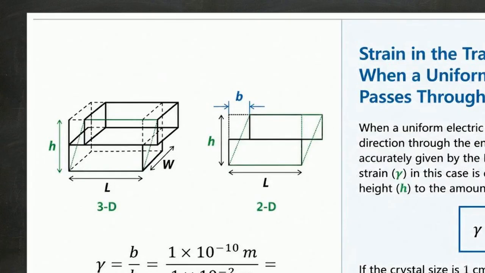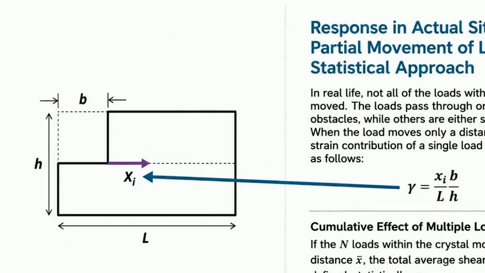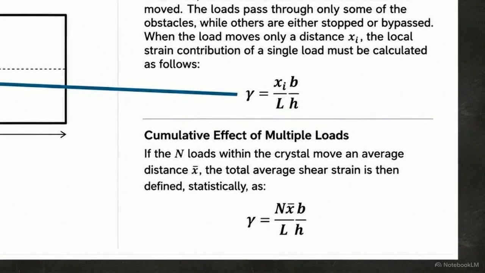We define shear strain by a uniform physical displacement. An external force shears the top half of our crystal by a single atomic distance, the Burgers vector, b. The shear strain, gamma, is this displacement over total height, yielding roughly 1/10,000,000th of a percent. In reality, a single dislocation rarely crosses the crystal, moving only a partial distance x sub i before hitting an obstacle. To find total strain, we aggregate, multiplying the number of moving dislocations, n, by their average distance x bar, factoring in the Burgers vector over total area.